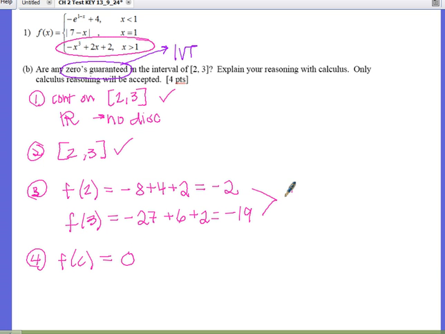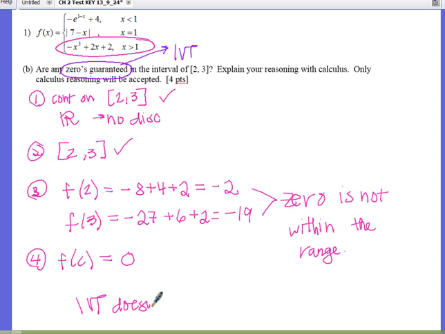If you look here, 0 is not within the range. And the range we have is from negative 2 to negative 19, so IVT doesn't hold. And what that then tells us is that zeros are not guaranteed. It could potentially happen, but it's not guaranteed by the theorem.